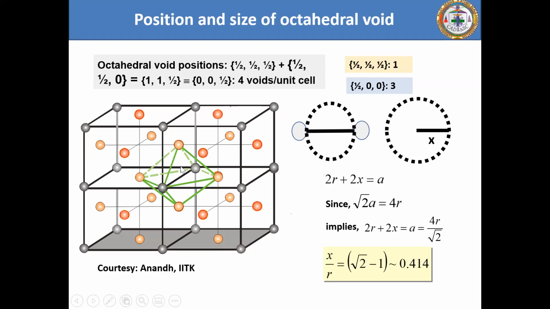Because this is 0, 0, 0, translation along the x-axis. So this is the x-axis, this is the y-axis, and the top axis is the z-axis, right? Now, if you are having a void here, what are the indices of that void? I'm talking about the void. If you are having a void here, what should be the indices of the void?